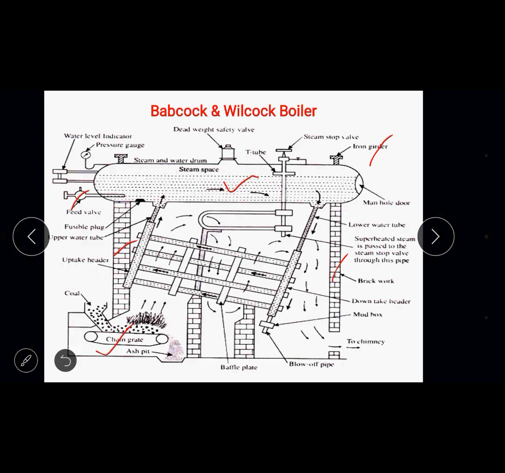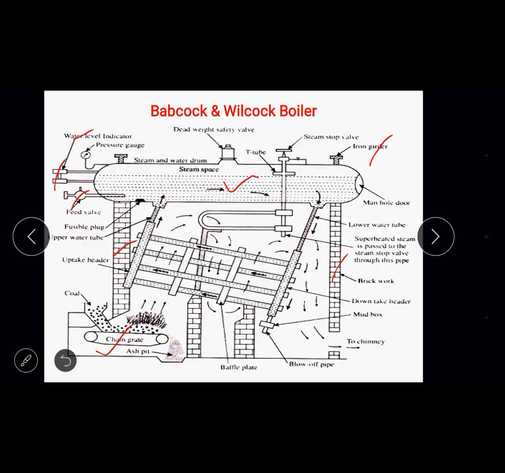And then above the feed valve you find another part. It is called the water level indicator. You can see it here. This is another component, another boiler mounting. It is connected just above the feed valve. So what is the function of the water level indicator? As the name indicates, its function is to indicate the level of water. So what is the level of the water?